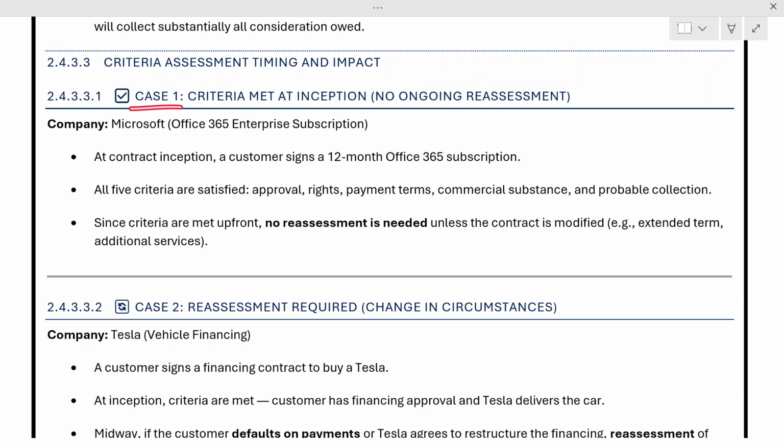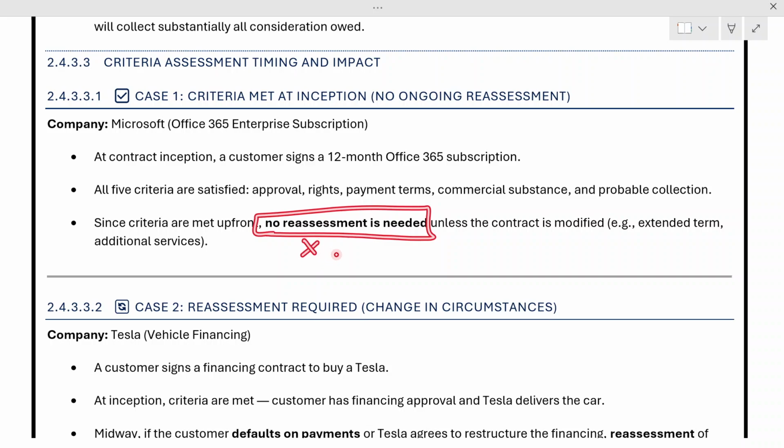In case 1, let's suppose the criteria are met at inception, like a Microsoft Office 365 subscription taken by a person, and the contract is being signed for 12 months, and all 5 criteria are satisfied: approval exists, rights exist, payment terms exist, commercial substance is there, and finally probable collection is there. Since all the criteria are met, no reassessment is needed.